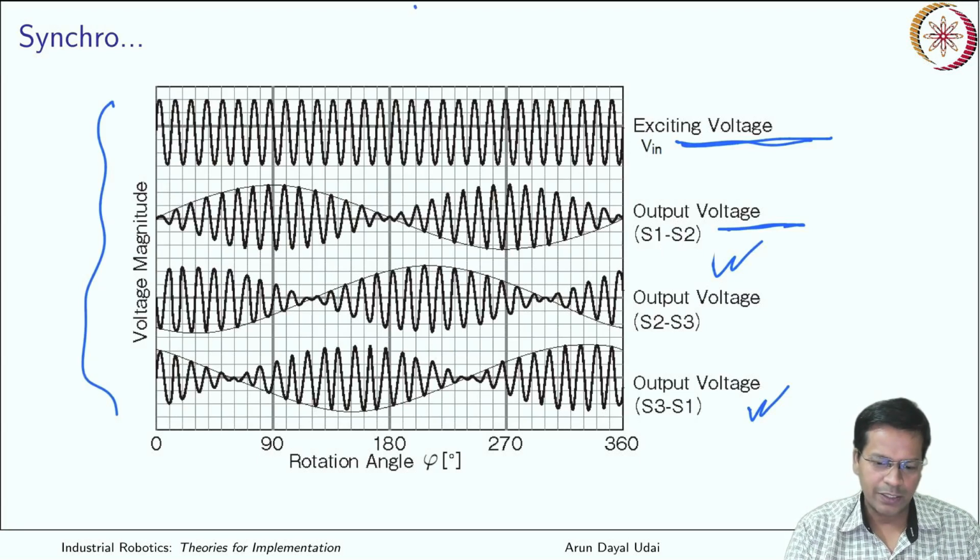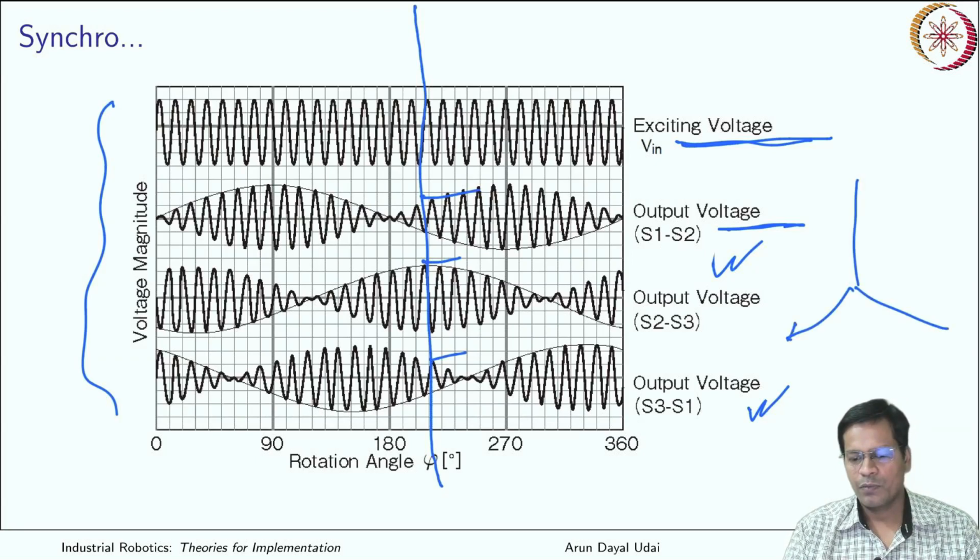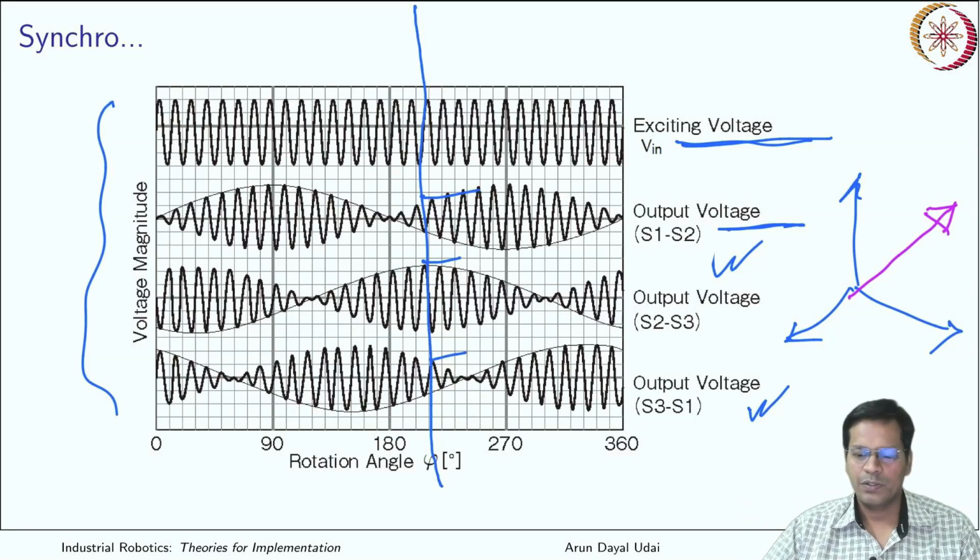So at any instant of time, you have 1, 2, 3 amplitudes. You can simply create a vector for all those amplitudes, and finally what you will get is a rotating resultant vector. So you can directly calculate the resultant of all the three differences, and finally you can calculate the rotor angle. This is how it works.